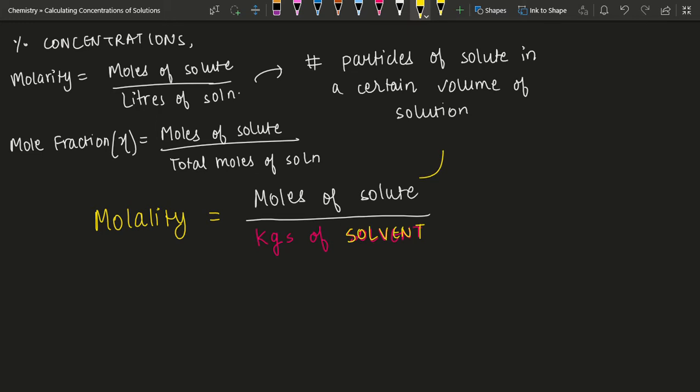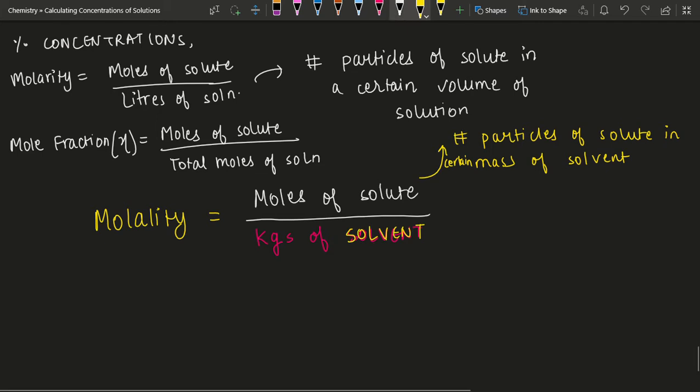So this molality figures out the number of particles of solute in a certain mass of the solvent. So just like we did with the other concentration units, let's try solving a problem to find out the molality.